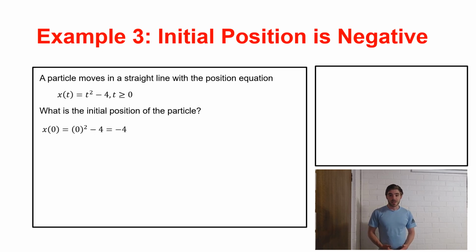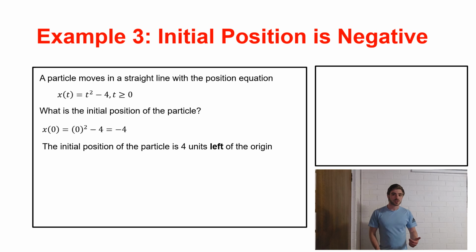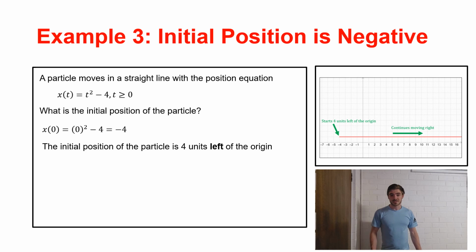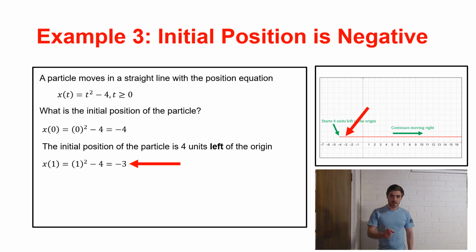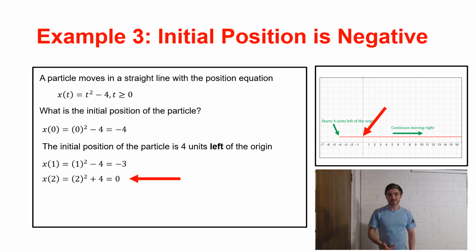Hence, our particle is located 4 units to the left of the origin. If we were to plot this path of the particle, then it would look something like this. At t equals 0, we can see that we start 4 units to the left of the origin. At t equals 1, we can see that it's gone down to 3 units to the left. And then at t equals 2, we can see that we end up at the origin.